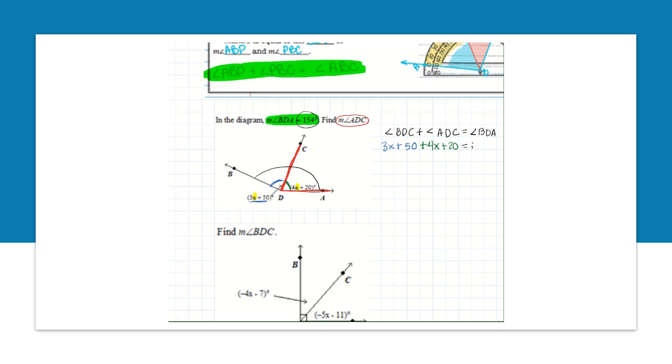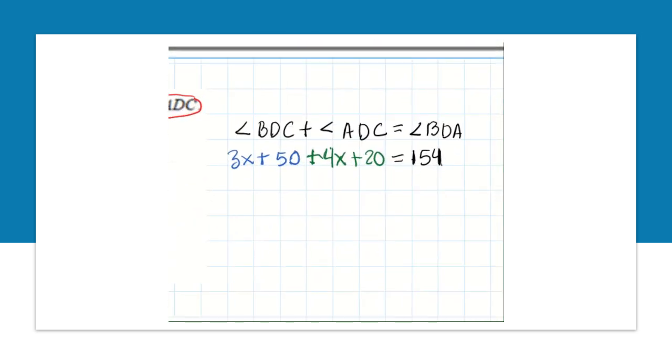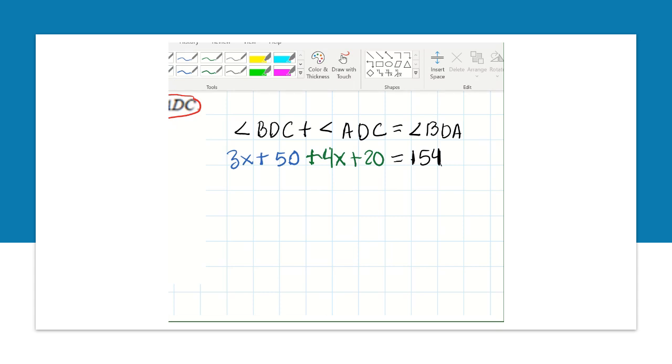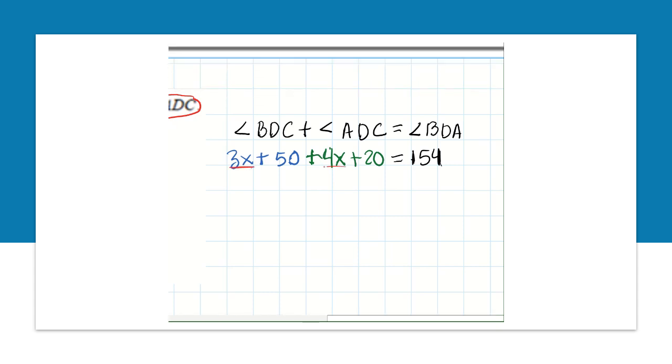So we get this basic algebraic equation, and we're going to solve for x. Let's start combining our like terms. 3x and 4x will give you 7x. Combine the constants, which gives you 70. Now it's just going to become a two-step equation, so we're going to use our inverse operations to solve for x.